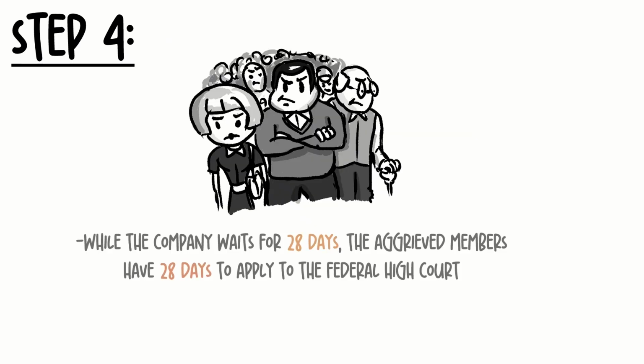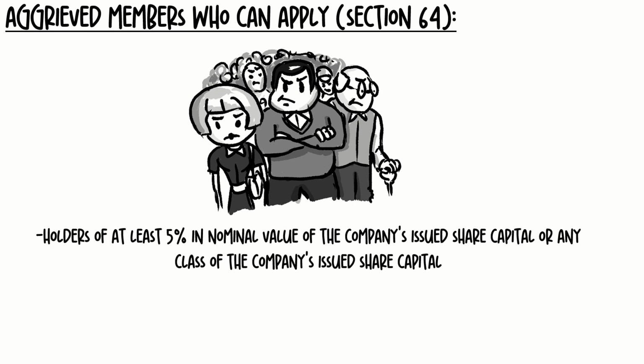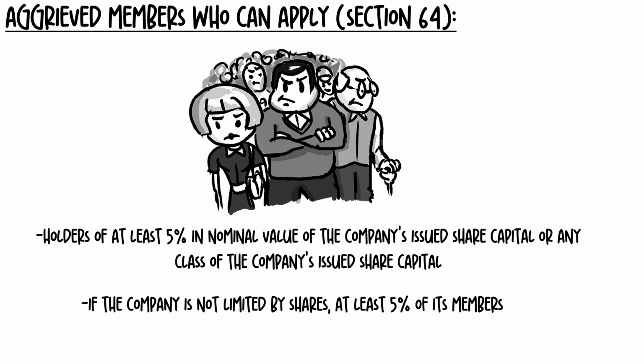Now, these aggrieved parties or dissenting members of the company that don't want this change or re-registration have 28 days after the passing of the resolution to cancel that resolution. This application can be made by the following people who did not consent to or vote in favor of the resolution. 1. Holders of at least 5% in nominal value of the company's issued shares or any class of the company's issued share capital. So for a company limited by shares, usually someone holding at least 5% is a significant shareholder. 2. If the company is not limited by shares, at least 5% of its members.